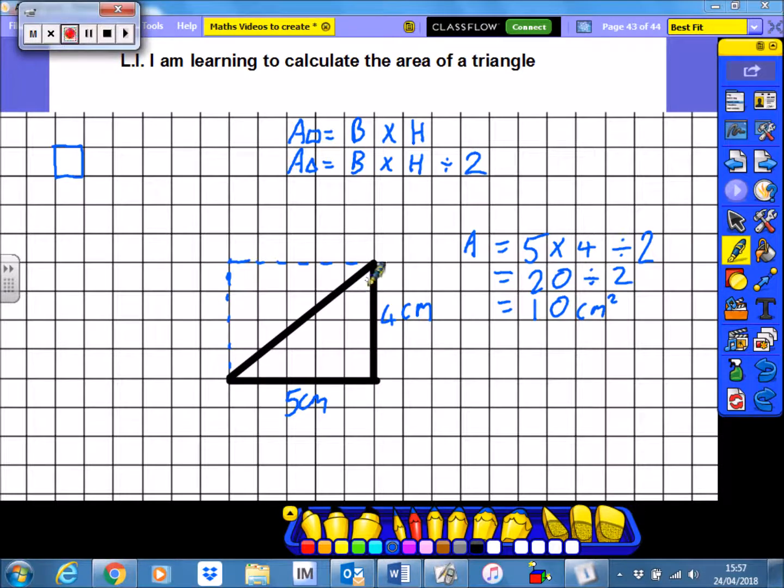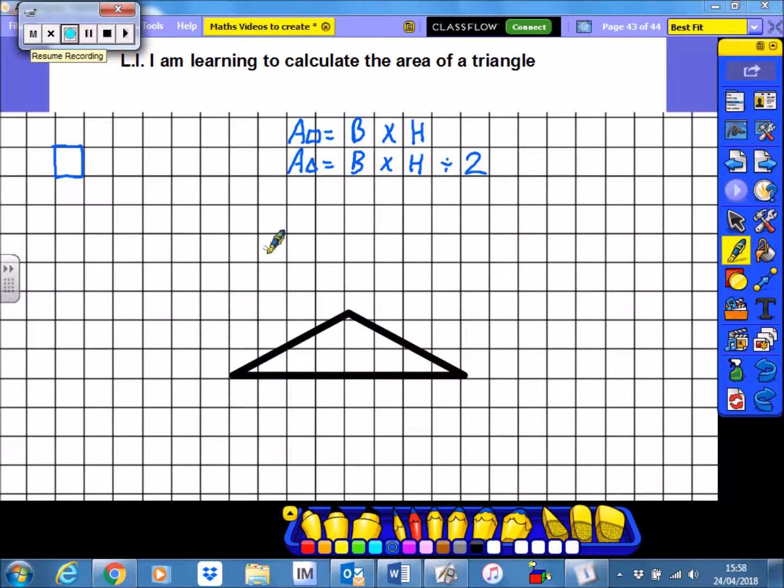So the total area on the inside of this triangle is simply half what it would have been if it was a rectangle. So if it was a rectangle, it'd be 4 times 5, which is 20. In reality, it's just 4 times 5, divided by 2, which is only 10. Now, this holds true for every triangle in the world.